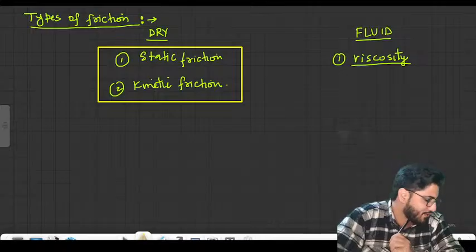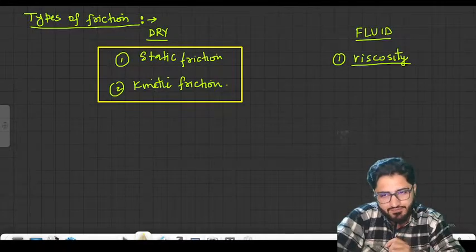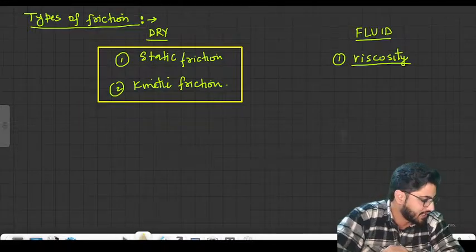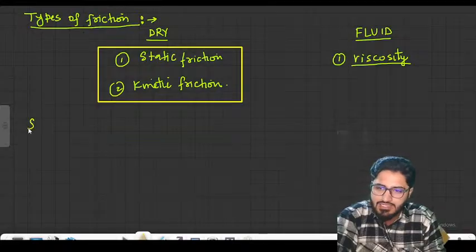Okay, we are having two types of friction. One is static and one is kinetic friction. Now what is static friction and what is kinetic friction? So let us start with the static one. Static friction.